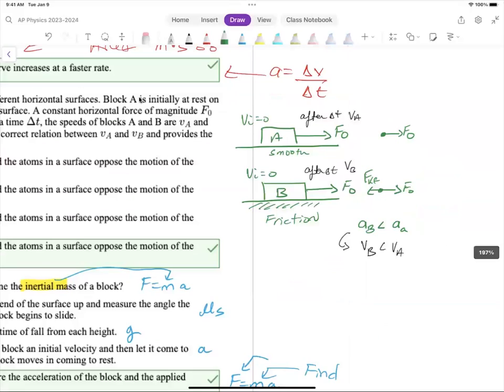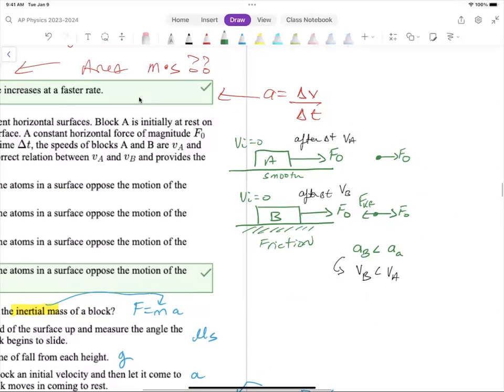So off over here to my right, I have a picture of both. I've sketched quickly. A block pulled by F naught, A on a smooth surface, B on a rough surface pulled by F naught. I have some time t, which is the same for both. Initial velocities are the same for both. I'm trying to find final velocity and how this force or friction impacts this final velocity. So you've got to have acceleration in order to answer that question.